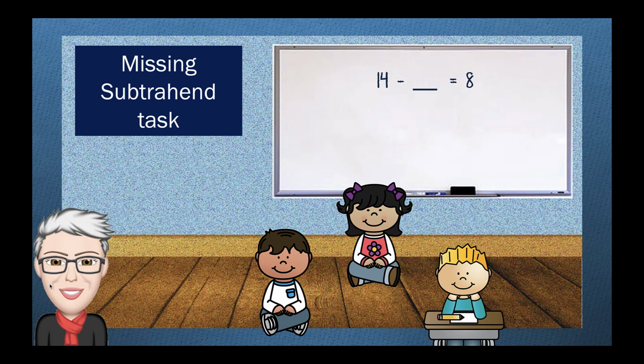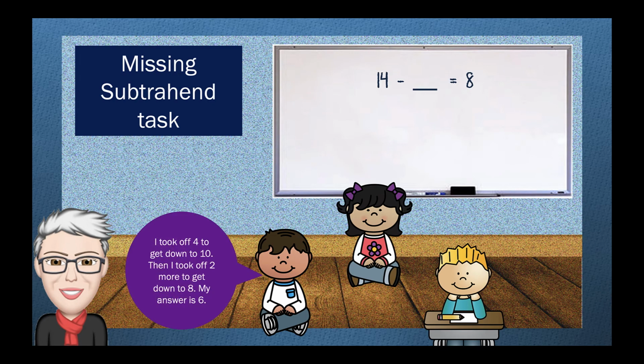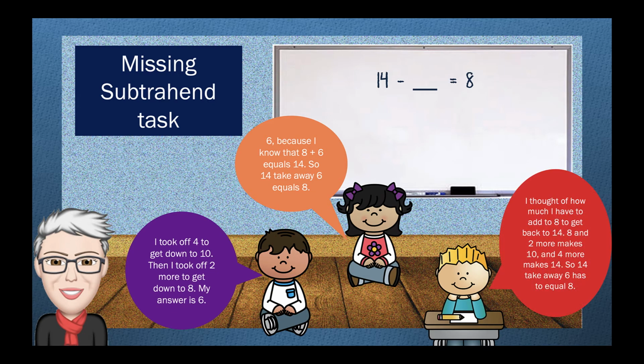Marcus: I took off 4 to get down to 10, then I took off 2 more to get down to 8. My answer is 6. Angel: 6, because I know that 8 plus 6 equals 14, so 14 take away 6 equals 8. Sam: I thought of how much I have to add to 8 to get back to 14. 8 and 2 more makes 10, and 4 more makes 14. So 14 take away 6 has to equal 8.